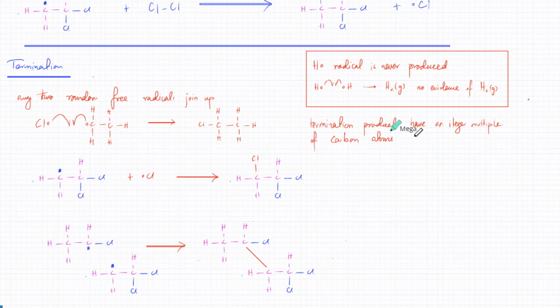Is that clear? If I start off with ethane, I'm going to get either 2 carbon atoms, or I'm going to get a 4 carbon atom molecule. If I start with propane, which has 3 carbon atoms, I'm going to get 3 carbon atom chlorine substituted compounds. But I'll also get 6 carbon atom chlorine substituted compounds because 2 propyl radicals might join up with each other. Is this clear?